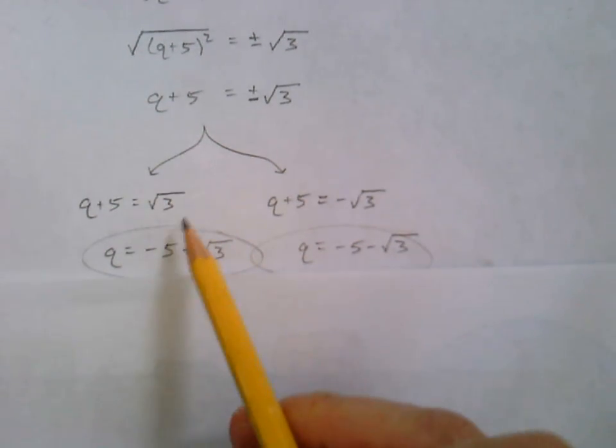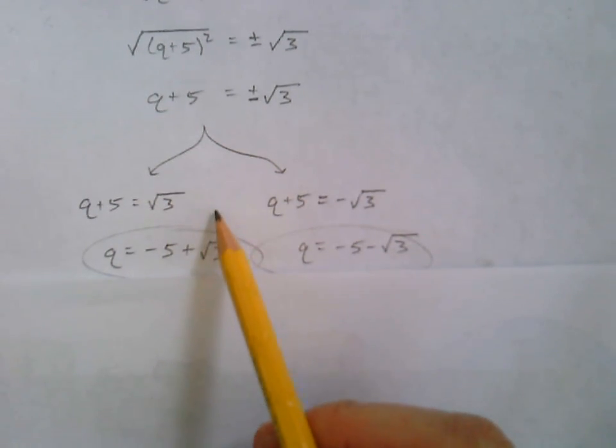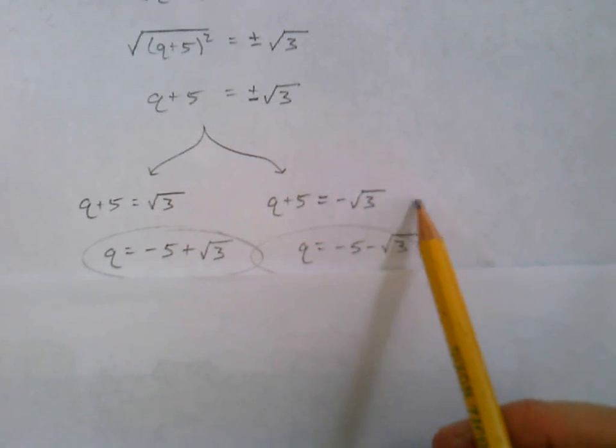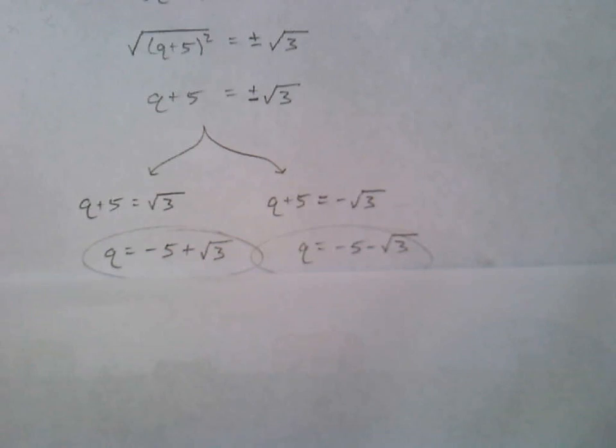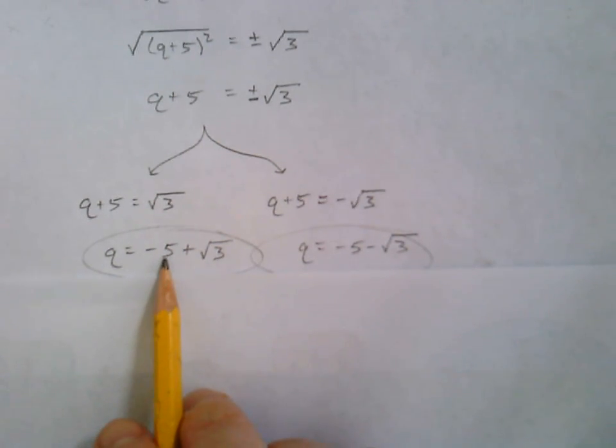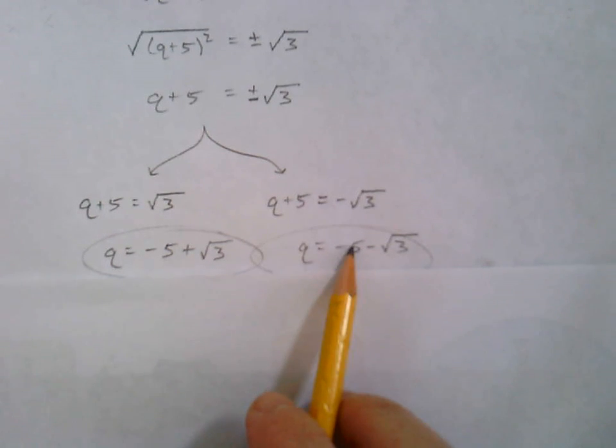You certainly could write the square root of 3 minus 5 and negative square root 3 minus 5, so long as you're not combining the terms. But it's pretty common to see the minus 5 actually in the first position in both.